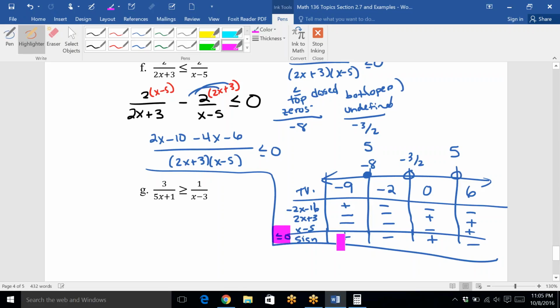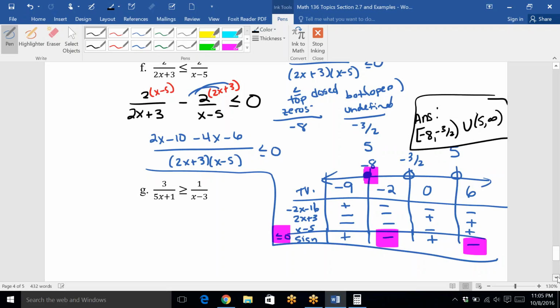We were looking for less than or equal to 0, so that means we want these 2 intervals, and we are good because the -8 that is equal to 0 is included in this interval. So my final answer would be, and I didn't write my intervals up here, but it would be bracket -8 to -3/2 with a parentheses, union with 5 to infinity with both having parentheses.